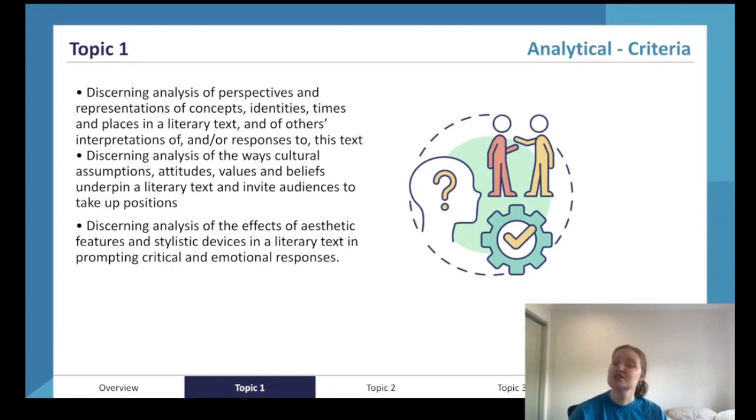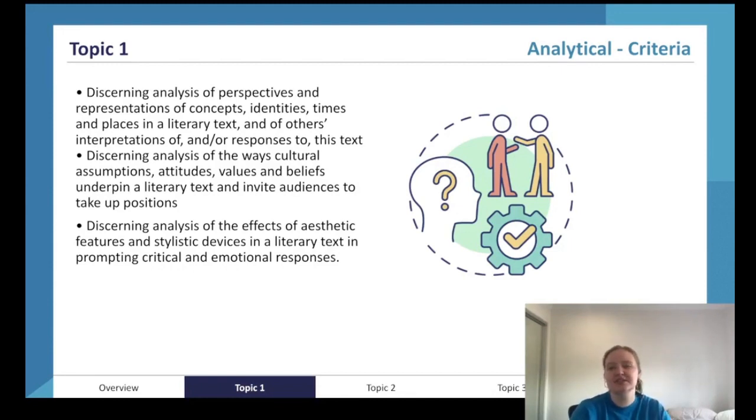Then you have discerning analysis of the ways cultural assumptions, attitudes, values, and beliefs underpin a literary text and invite audiences to take up positions. So audience positioning, it's something that people forget about a bit too much, but you need to be thinking clearly about who the audience is and how they see the world, what society they live within.